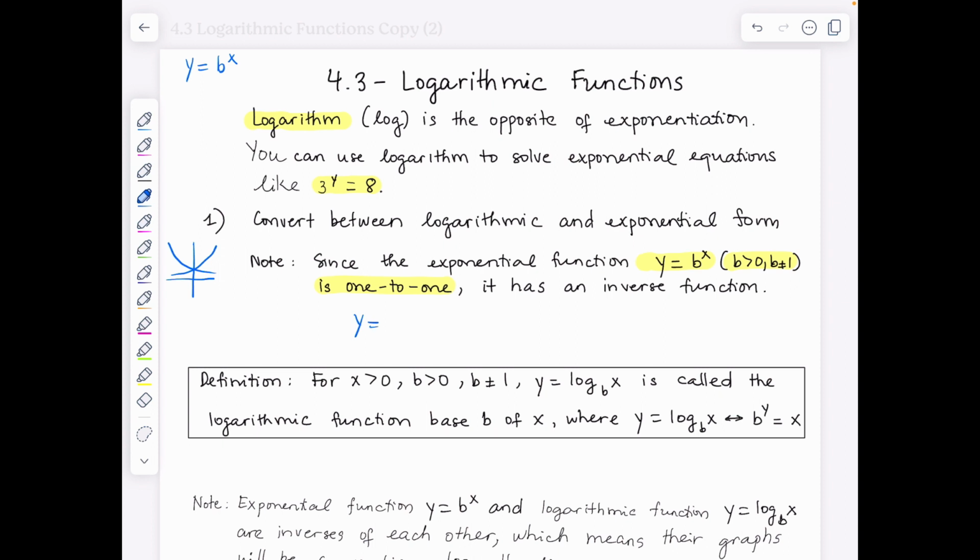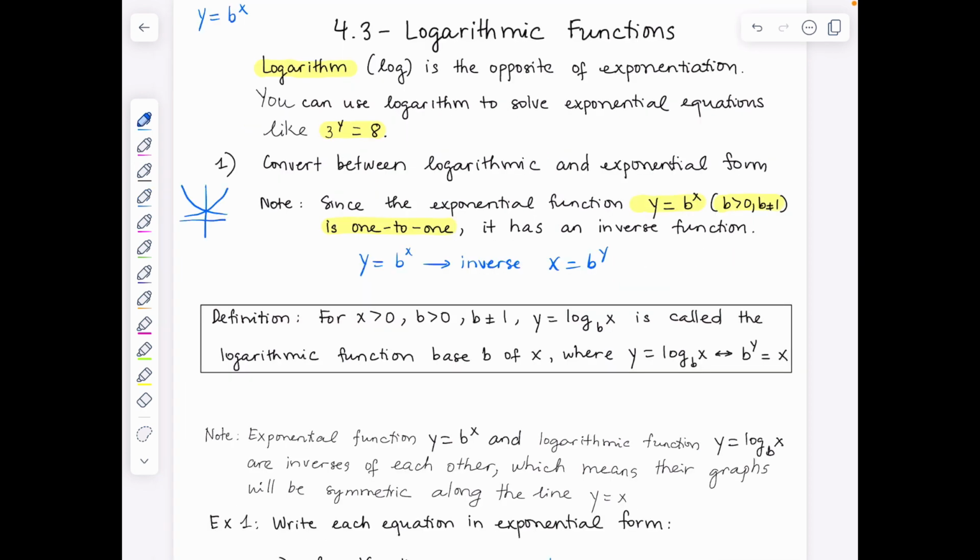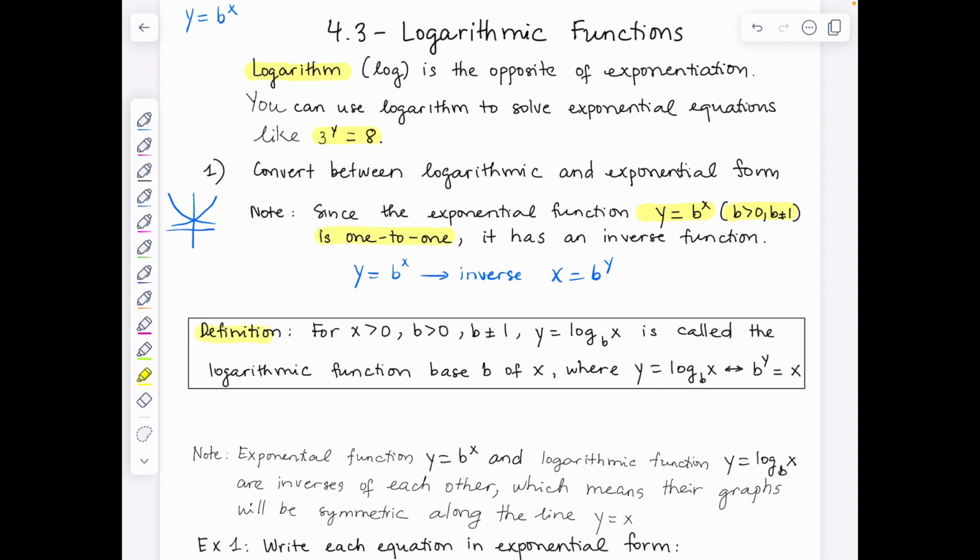And because it is 1 to 1, we can claim that it has an inverse function. So with y equals b to the x, the inverse of that would be x equals b to the y as we interchange x and y. However, to finish finding the inverse function, we need to solve for y. And that's where the logarithmic function comes in. Definition: for x a positive number, b positive and b different from 1, we have y equals log base b of x. It's called the logarithmic function base b of x, where y equals log base b of x if and only if b to the y equals x.